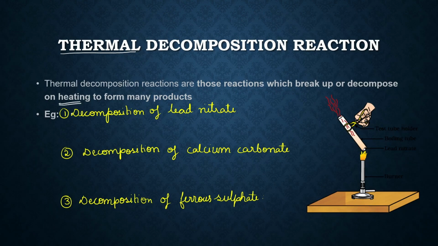So decomposition of lead nitrate. Lead nitrate formula is Pb(NO3)2. Lead nitrate decomposes to give lead oxide PbO plus nitrogen dioxide NO2 and oxygen gas O2. This NO2 is reddish brown in color. It is a reddish brown gas.